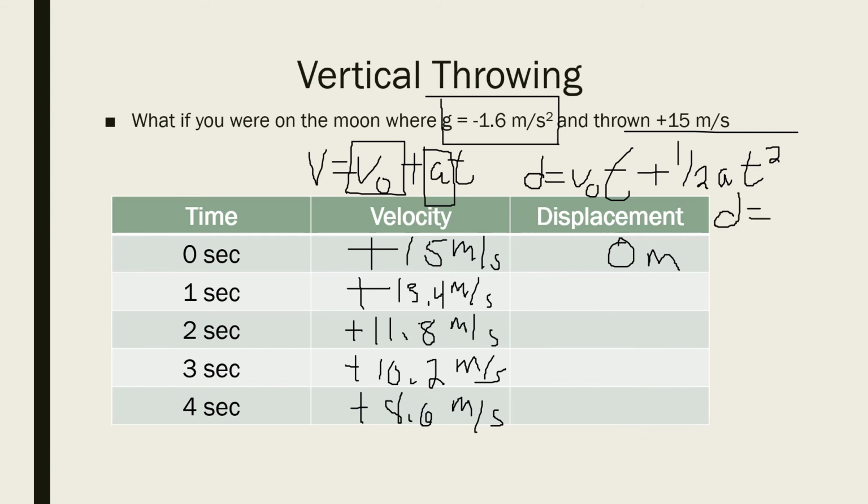D equals 15t minus 0.8 t squared. Where did the 0.8 t squared come from? Half of negative 1.6. That's all we're doing. And you're going to plug that in every single time.